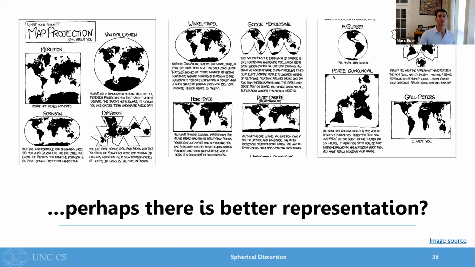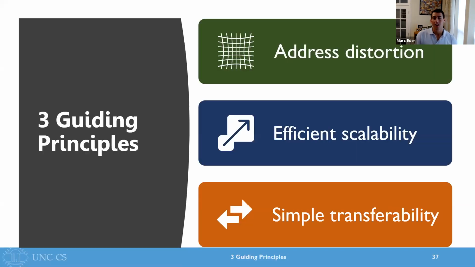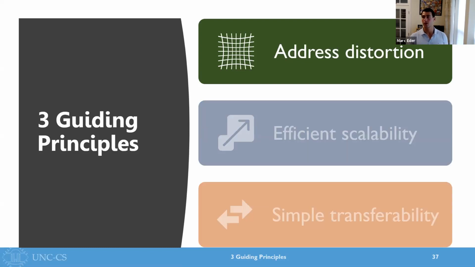Now, I arrived at this conclusion by trying to determine a set of heuristics that are common to all vision tasks that our solution needs to satisfy. And this line of thinking has brought me to what I've taken to calling the three guiding principles of 360 computer vision. Basically, any solution to the spherical image problem should satisfy three characteristics. We need to address distortion, scale efficiently to high res, and permit the easy transfer of existing algorithms to 360 data.